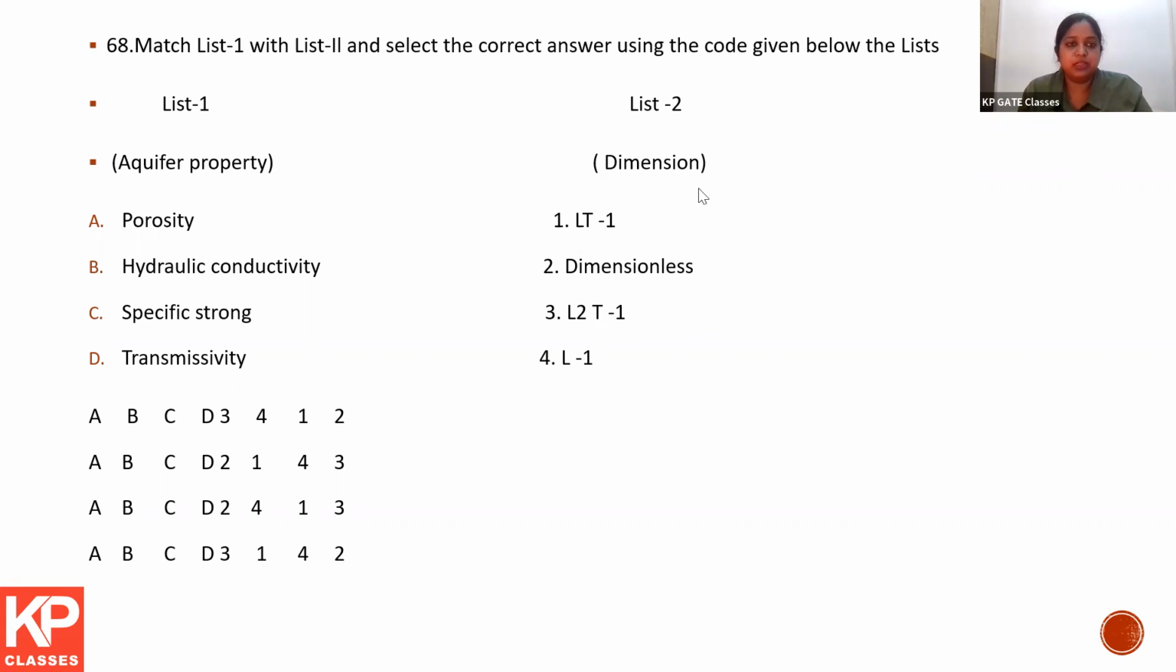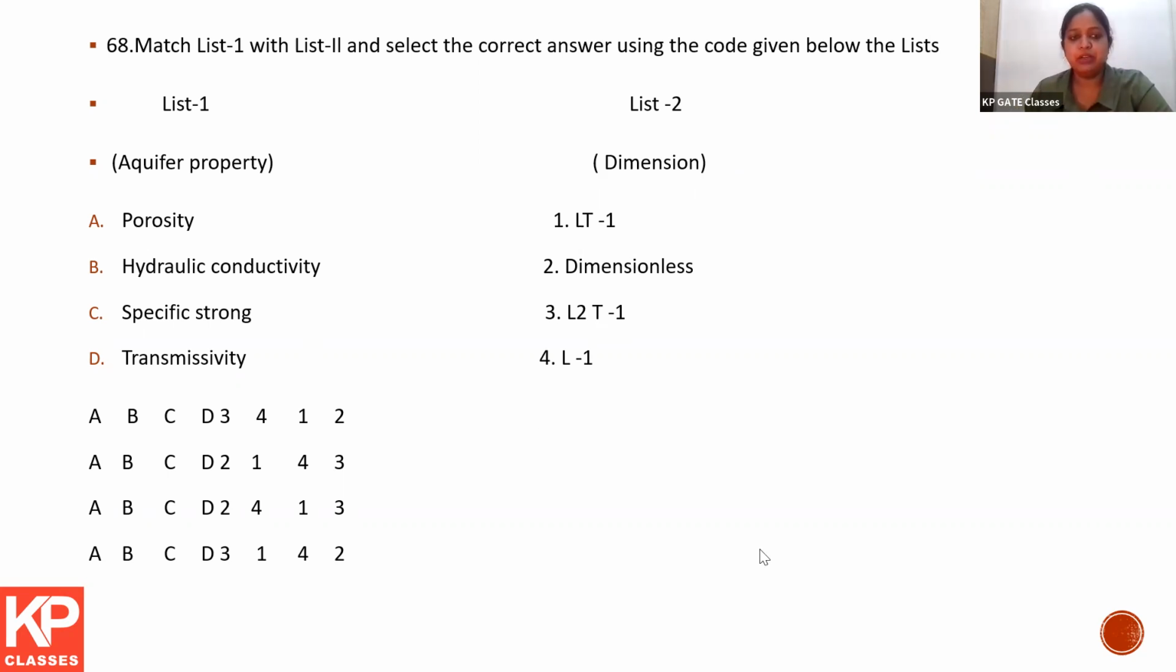Match the list 1 with list 2. Select the correct answer using the code given below in the list. So here the question is from hydrogeology. List 1 is about the aquifer properties, and in list 2 the dimensions are provided. Kind of easy question. We know the dimensions of each of these. So very direct, easy question.